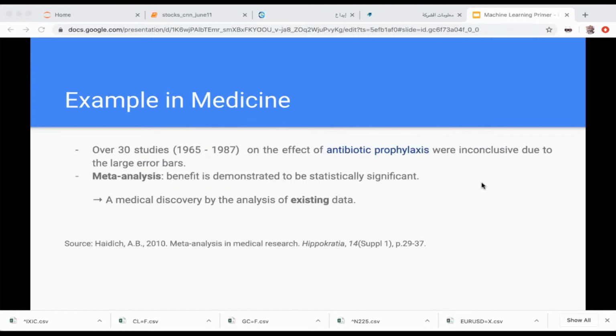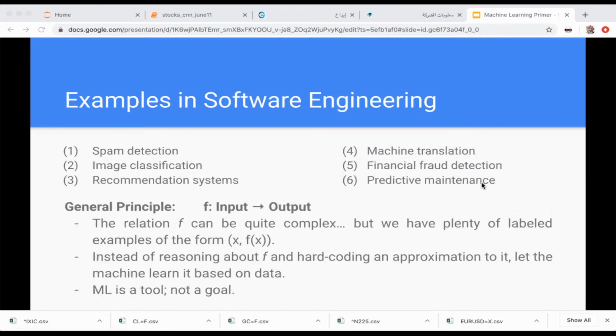So essentially, we're talking about a new medical discovery that was achieved purely by the analysis of existing data. No new reasoning was introduced, no new experiments were conducted, just the analysis of data. And you can only imagine today, with the explosive growth of the data and the World Wide Web, how much impact this approach could potentially have on our lives in the future. So this is one example in medicine. In engineering, there are many other examples.